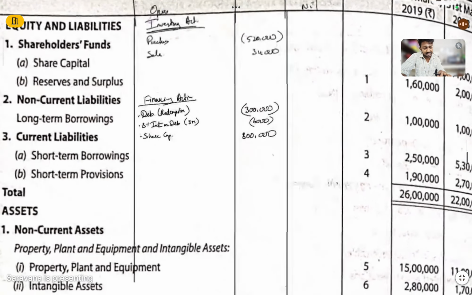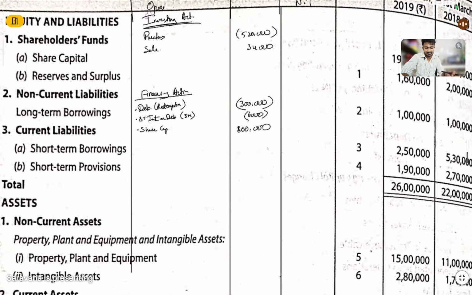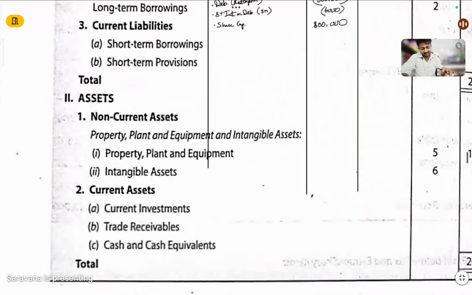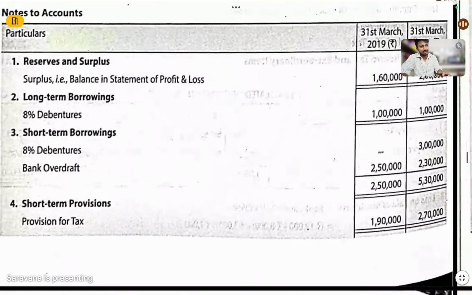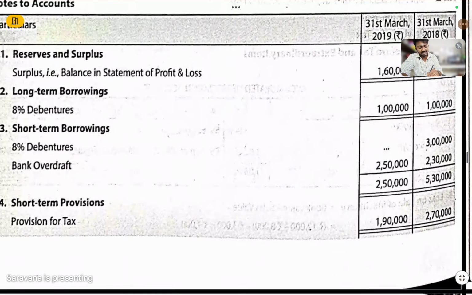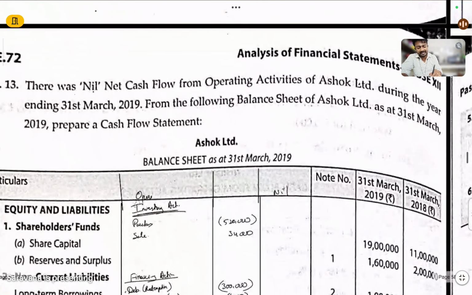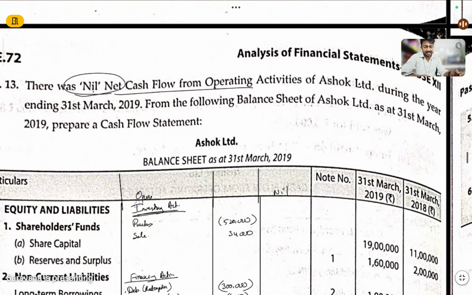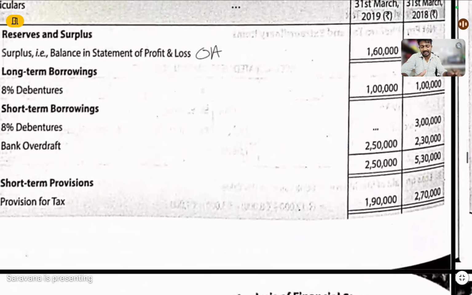Next, reserves and surplus already completed. Notes to accounts to be completed, no? And then only balance sheet. This is an operating activity, we no need to do. Why? Because in the question they given operating activity as nil. So no need to do the operating activity.